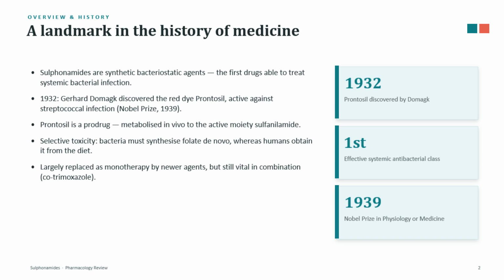Here's the twist I want you to remember. Prontosil itself is inactive. It's a prodrug that the body converts into the real active molecule, sulfonamide. And the reason these drugs harm bacteria without harming us comes down to selective toxicity. Bacteria have to build their own folate from scratch, whereas we simply get ours from our diet. Today, sulfonamides have largely been replaced as solo agents, but as you'll see, they're still very much alive in combination.